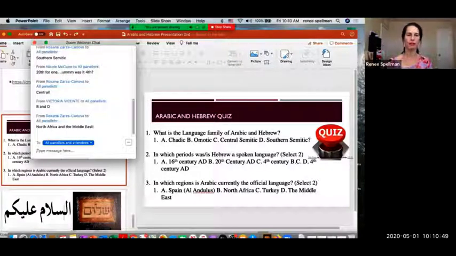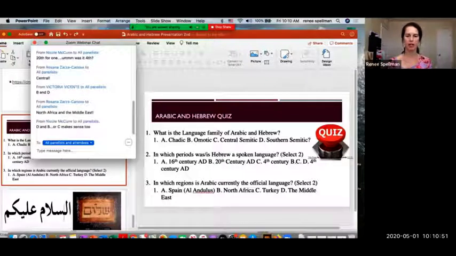Okay, I've got some people saying B and D, which is correct. Great. So North Africa and the Middle East. In Turkey, Arabic is not the official language. Turkish is. Some of the people there would know Arabic if they're Muslim, from reading and memorizing the Quran, but it's not really a spoken language there.